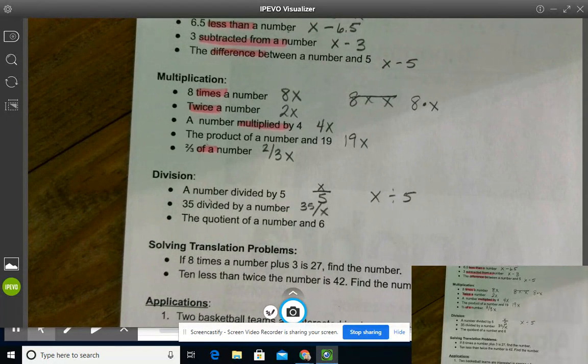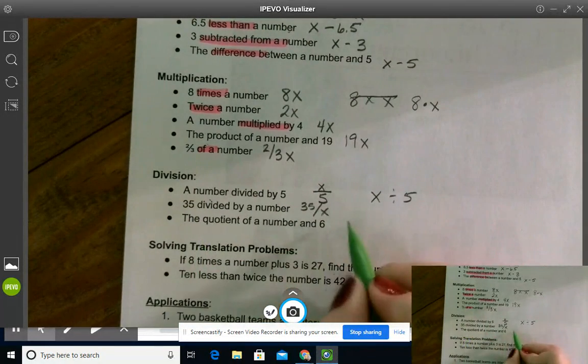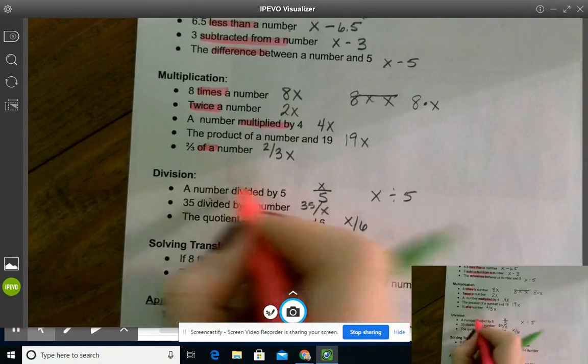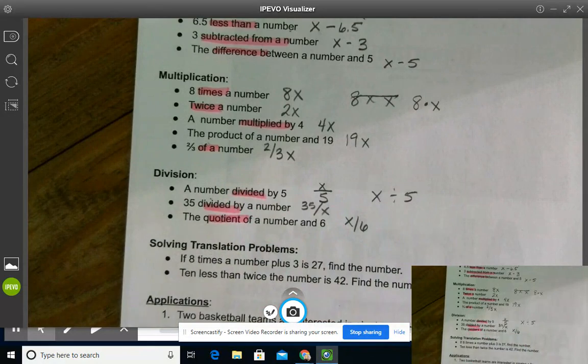And then the quotient is the answer of a division problem, and it goes in order, just like the difference for subtraction goes in order. So the quotient of a number and 6 would be a number divided by 6. So divided by, quotient, those are your words that mean to divide.